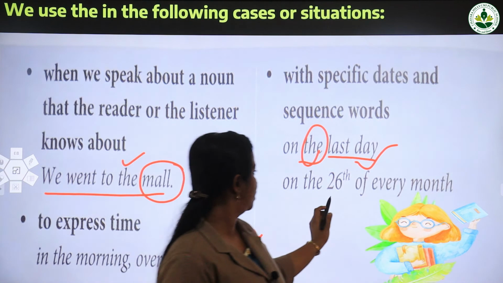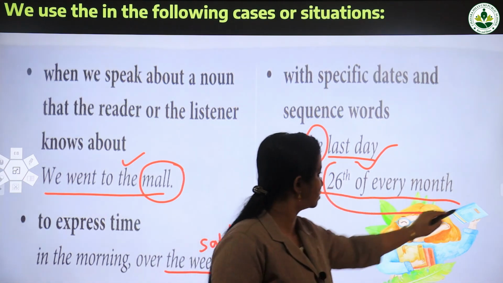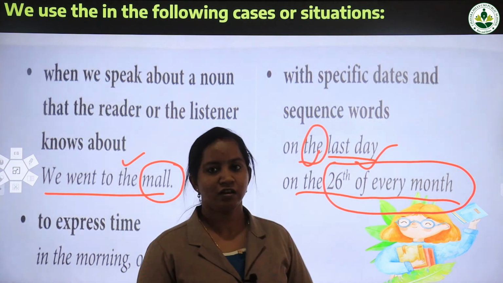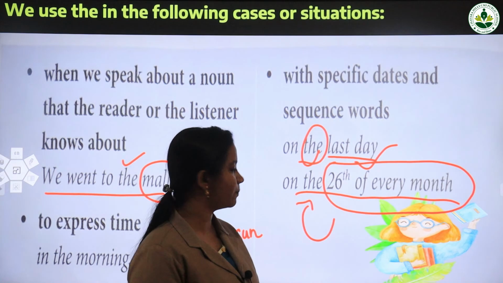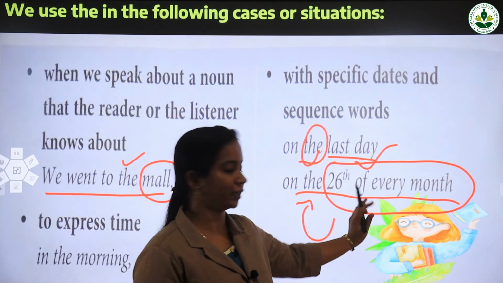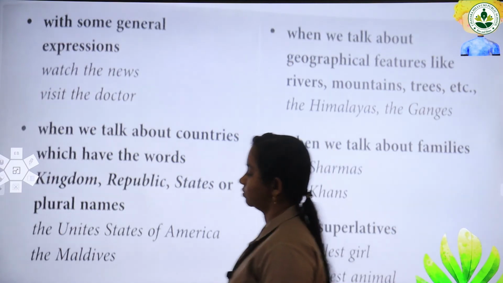And now just see "the 26th of every month". That means 26th of every month. We are sure that there is the date 26 in every month, right? So we use the article "the" before this particular sequence word. Okay. Now just see this one.